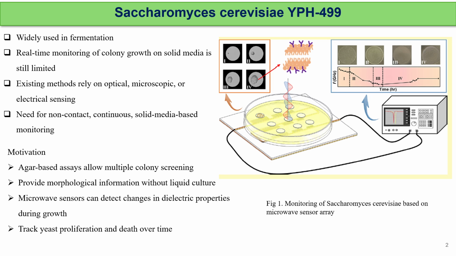Agar-based assays are extremely useful because they allow many colonies to be screened at once and preserve their natural morphology. If we can track their growth without disturbing the plate, we gain a much more accurate picture of proliferation.